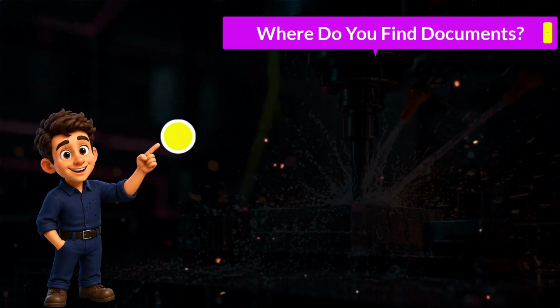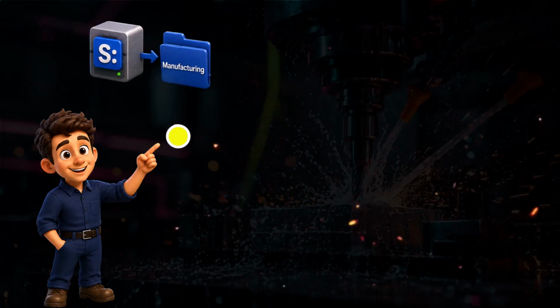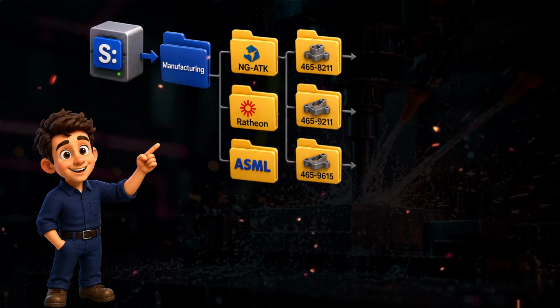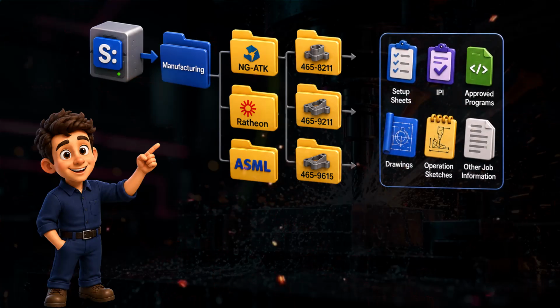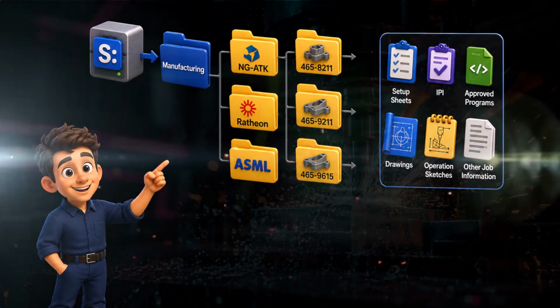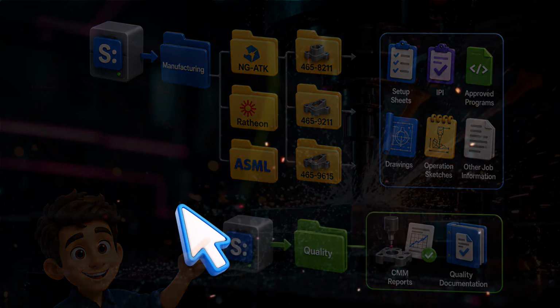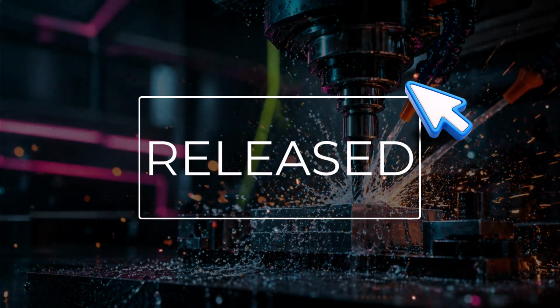Engineering-related manufacturing documents are stored in the manufacturing folder on the S drive. Documents are organized first by customer, then by part number. Inside those folders, you'll typically find setup sheets, IPI, approved programs, drawings, operation sketches, and other job information needed to run production successfully. You may also work with inspection-related information in the quality folder, including CMM reports and quality documentation used to verify the product. Always work from the released information tied to the current job and revision.